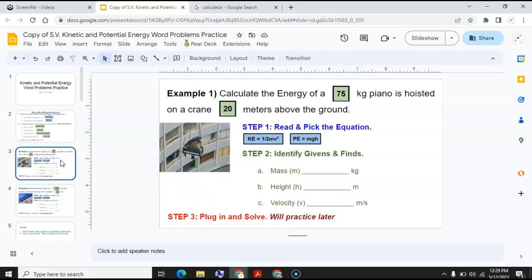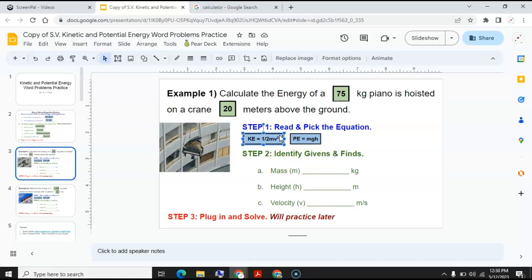Let's look at a couple examples where we can see how we figure out what we're dealing with, if it's potential or kinetic energy, and identifying our givens and finds. In this example problem, it says calculate the energy of a 75 kilogram piano hoisted on a crane 20 meters above the ground. The first thing you have to ask yourself: am I dealing with potential or kinetic energy? The only way you can know that is if the object is moving. But here it's just being hoisted, it's just suspended in air, it's not moving. So we know that it's potential.